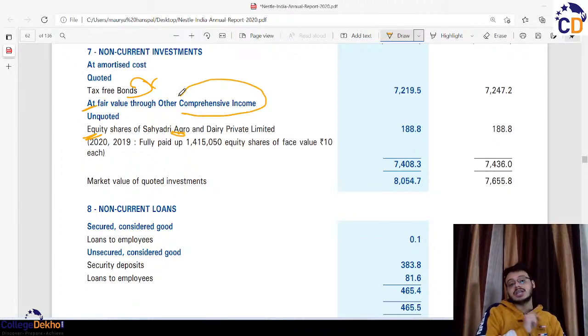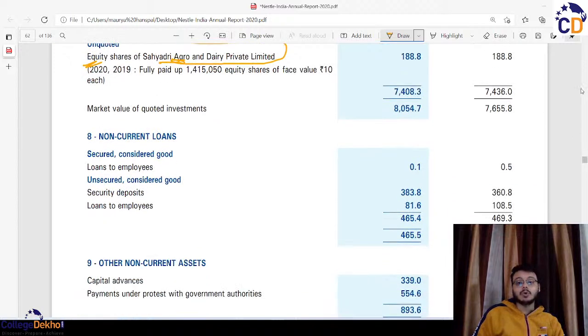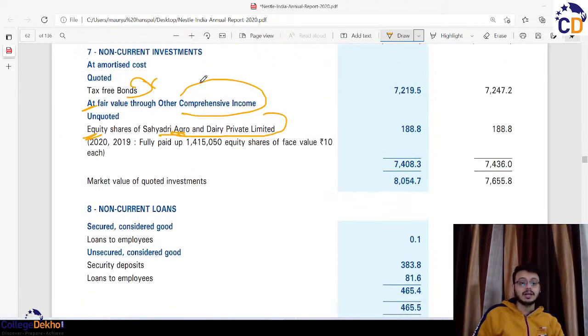In the session on comprehensive income, I clearly told you that when investments are your sole business, your own investments, they come in your own balance sheet. But if investments are made elsewhere, they come in comprehensive income, and from comprehensive income they would be adjusted into equity. Same here, because they have made adjustments in Sahadri Agro and Dairy Private Limited. Then the market value of quoted investments, these were the unquoted; here they have not mentioned.